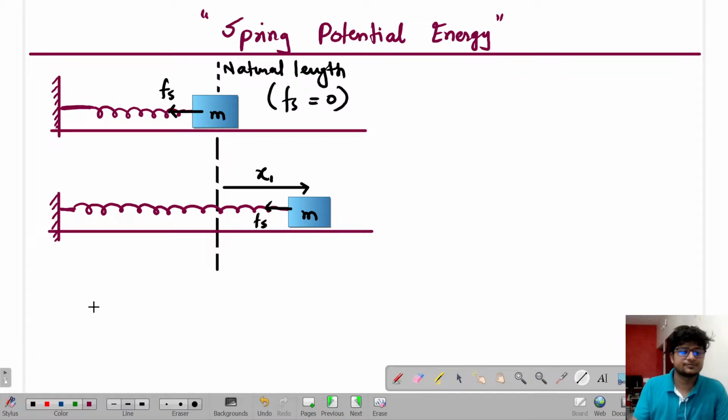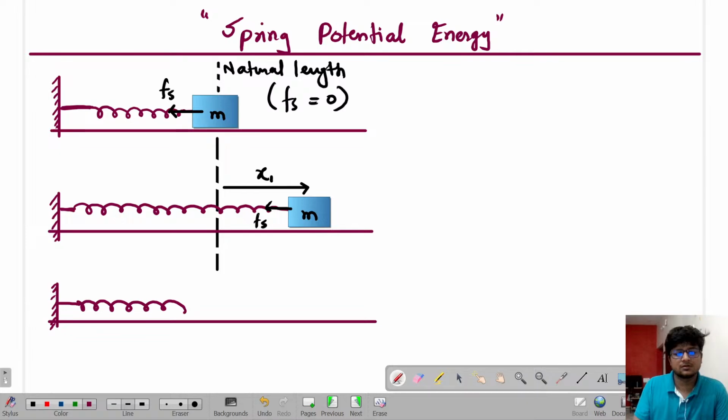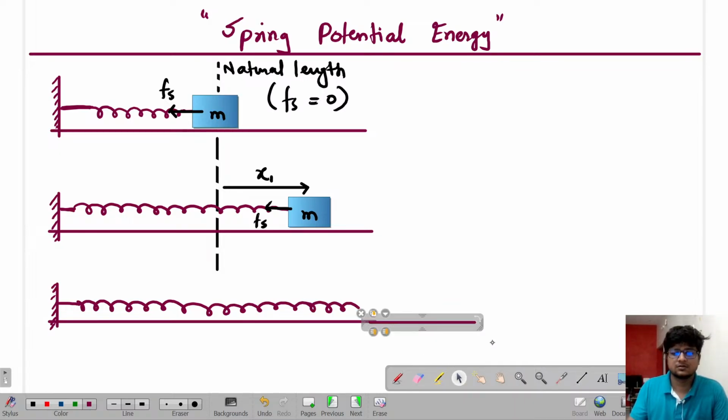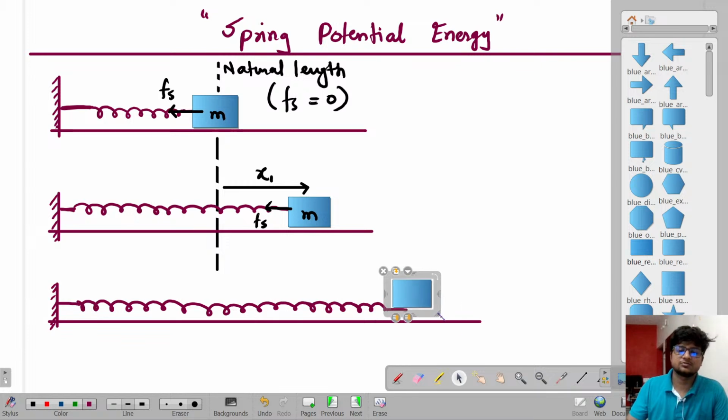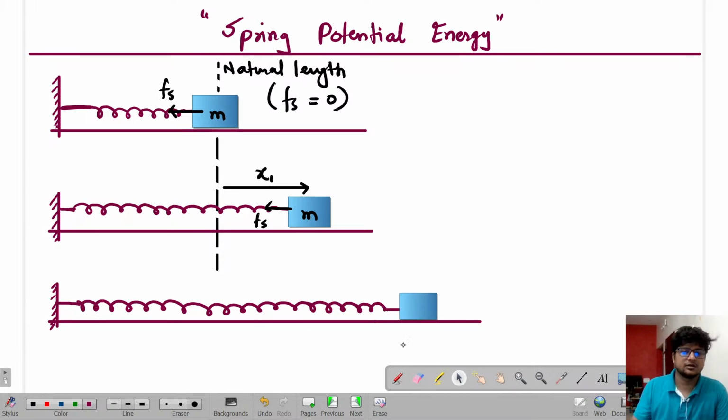Okay. So if I consider this, let's suppose I expand this block till length how much? X2. Right or not?